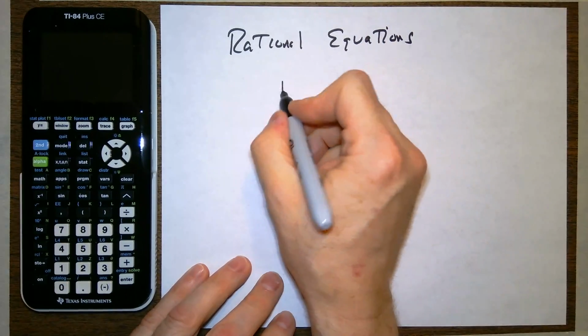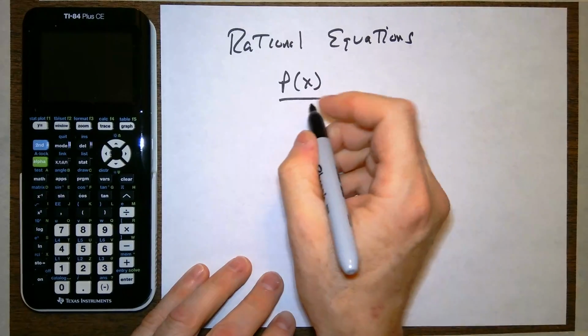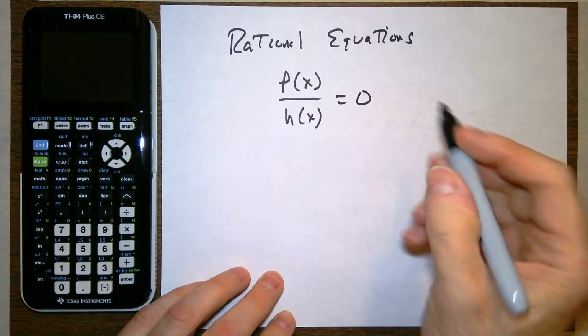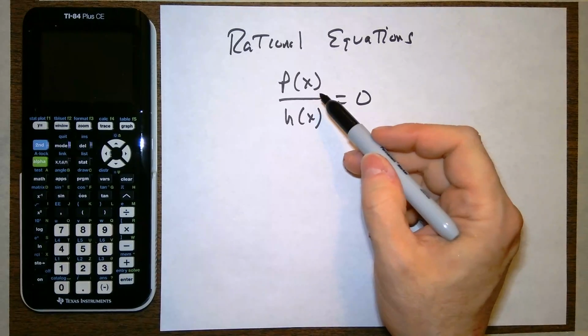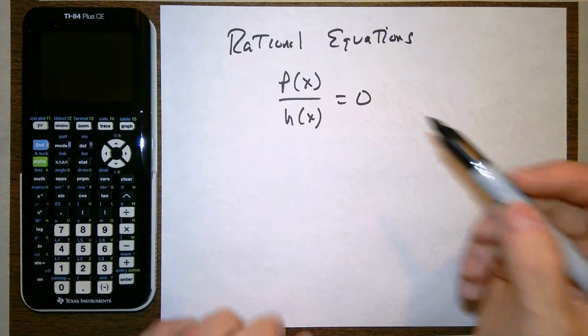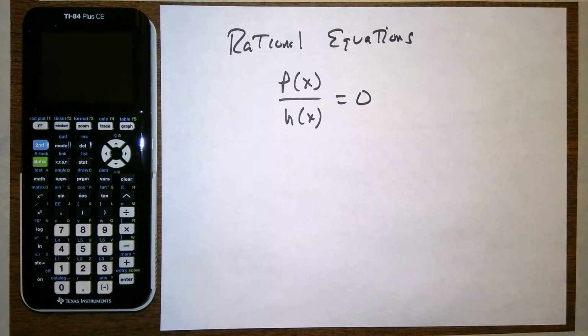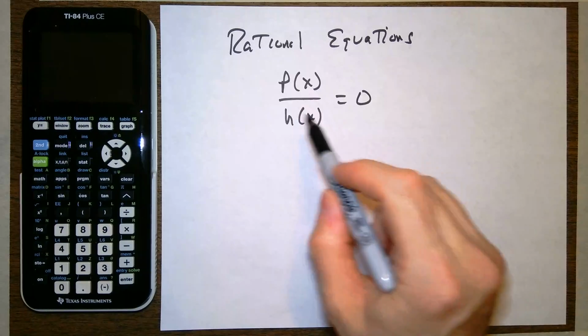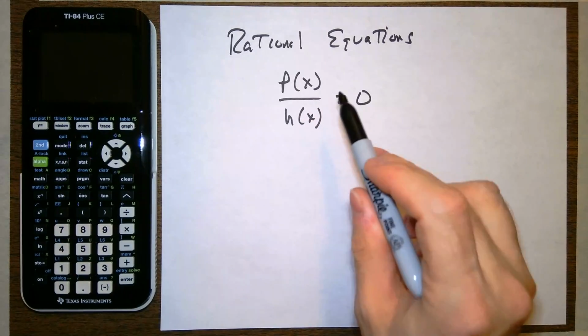Rational equations are in the form of some polynomial of x over some other polynomial of x equals 0. And again, right now we're dealing with these as polynomials, but later we see that they don't always have to be polynomials. We can see some weird stuff there later on. But right now we're looking at these. And this is in standard form. They don't always end up in standard form.